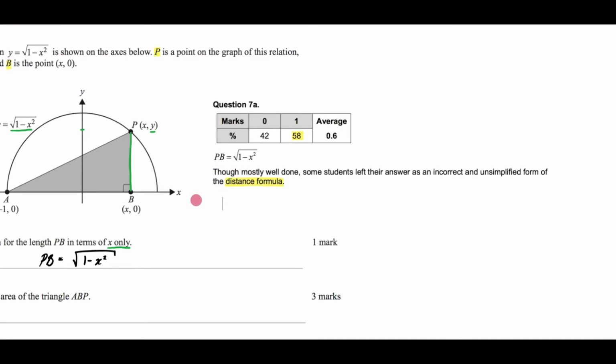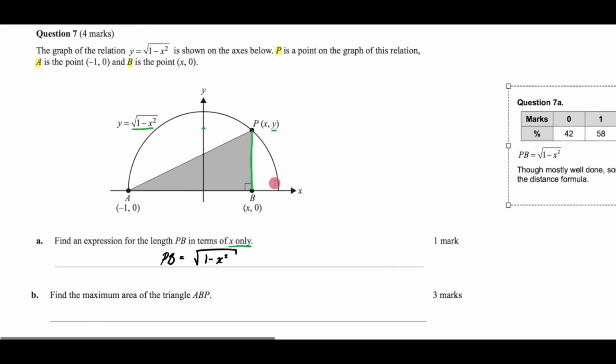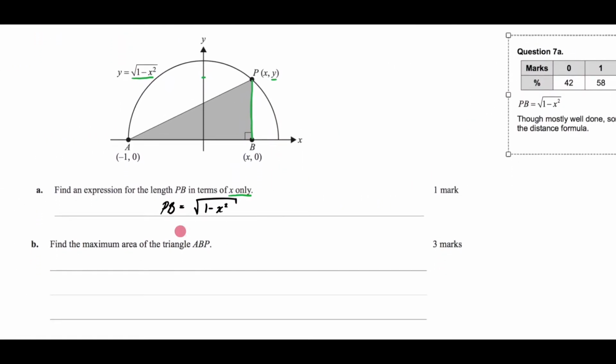Okay, so let's now just get rid of this and move this over there. Okay, so let's now continue. The next thing that we need to do is find the maximum area of the triangle APB. Well, let's begin by just writing down what the area of the triangle is going to be. So my area is a half times base times height. So a half times my base. So what is the base of this triangle going to be?